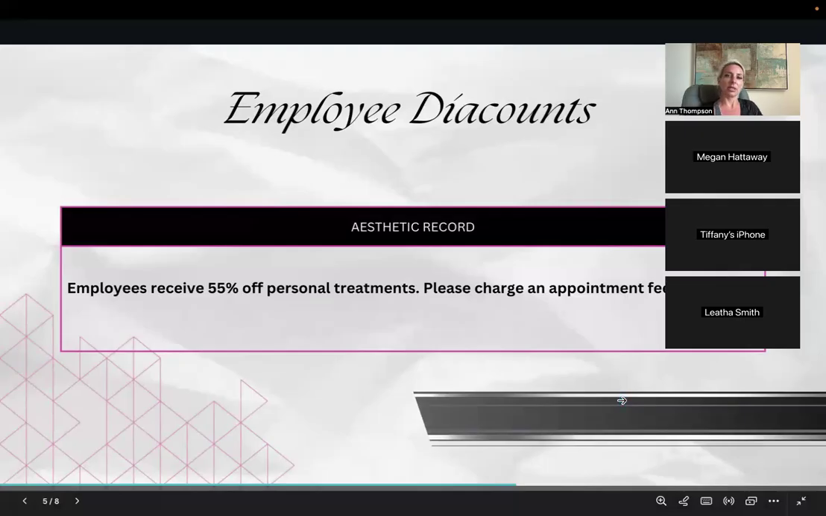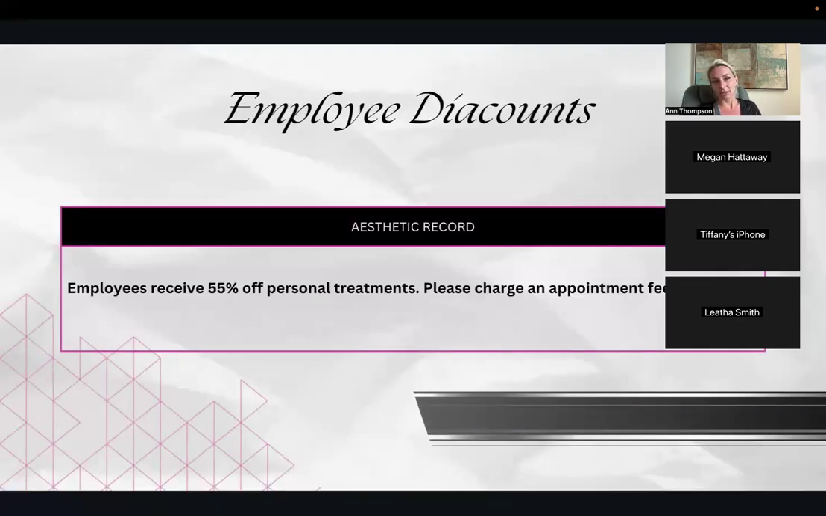Okay, let's talk about employee discounts. Employees receive 55% off of all personal treatments. Please make sure you charge yourself an appointment fee, otherwise it will subtract it. So just go ahead and charge that appointment fee as well. But you get 55% off of everything.